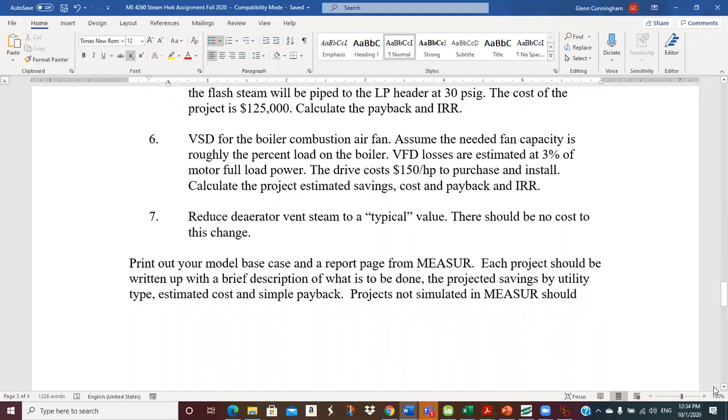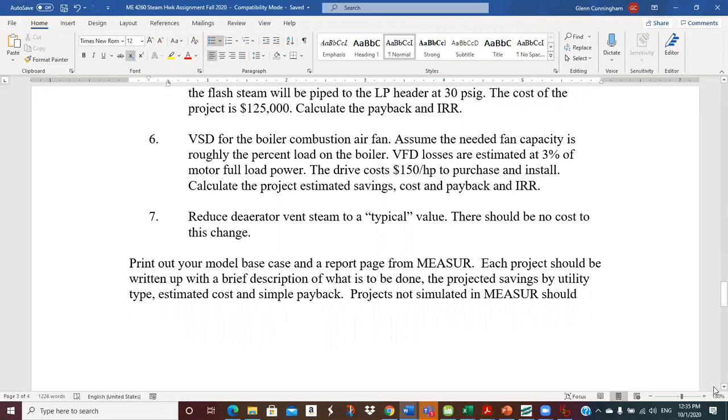The drive cost $150 a horsepower to purchase and install. I mean that to be total. So for the cost, I took 125 horsepower times 150, so that's $18,750 is what I intended, but you might have interpreted that differently. That's not very well written. Anyway, calculate the project savings, costs, payback, and IRR.